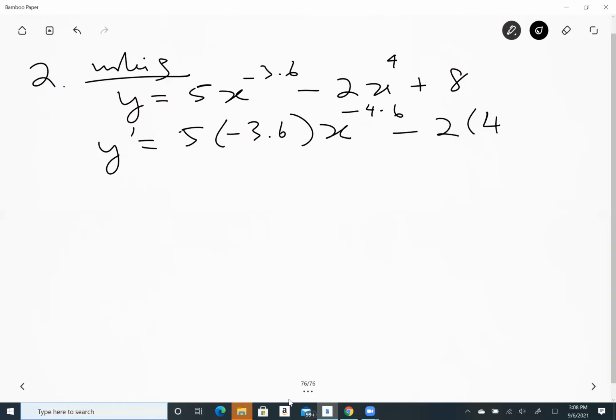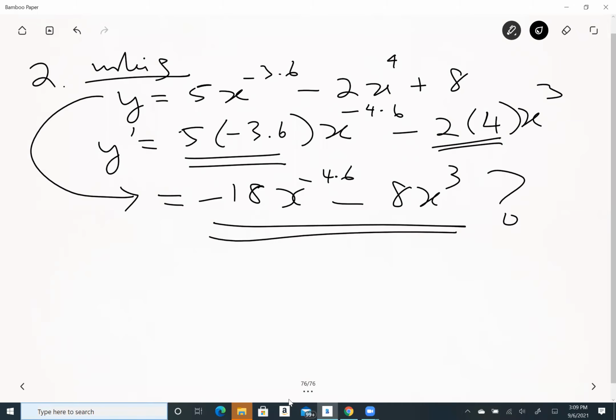You don't have to write that, but at least you have to do this. In order for you to get the final answer, which is negative 18 x to the power of negative 4.6 minus 8 x cubed, you have to do the multiplication. Now, the problem is, some people jump like this. So how do you get the answer? I suspect, you got the answer, how do you get it? You didn't show the step. So in order for you to come up with the answer, show how you got the answer.